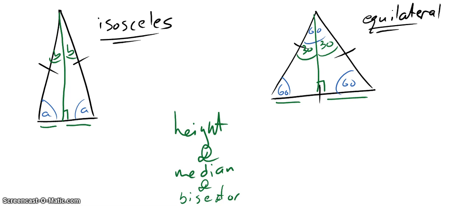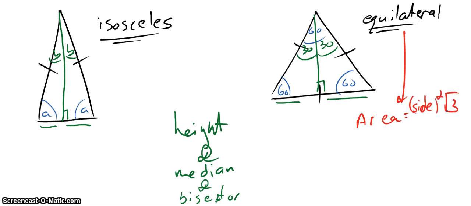One last thing we have to know is that we have a specific formula for the area only of the equilateral triangle, and that is, we take the side, we square it times root 3 over 4. Trust me, this is important. This saves time. So just remember side squared, 3, 4, side squared, 3, 4.